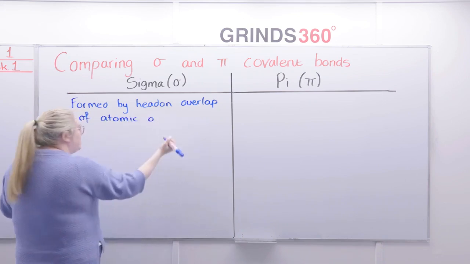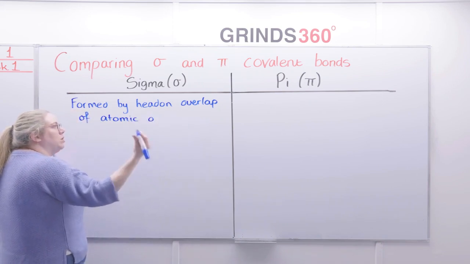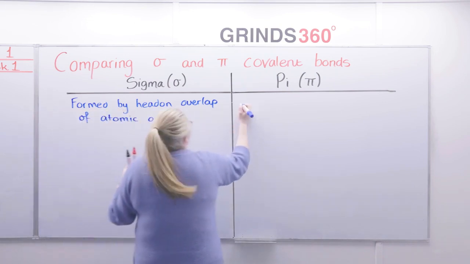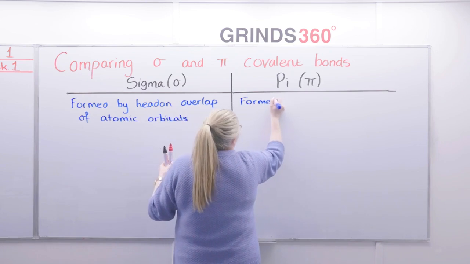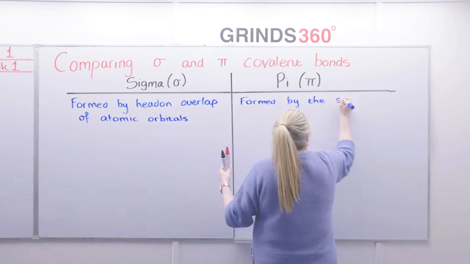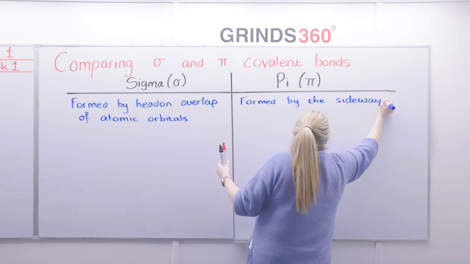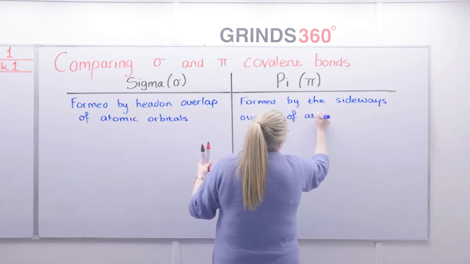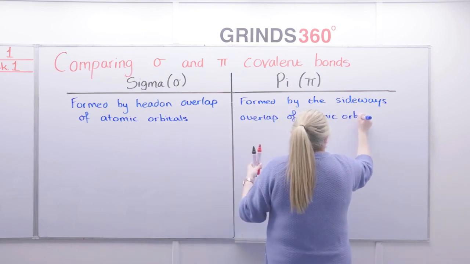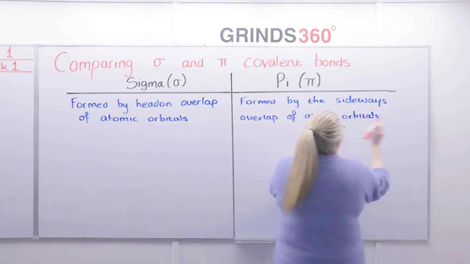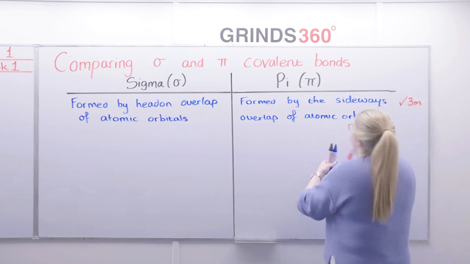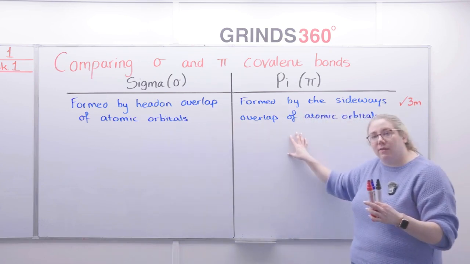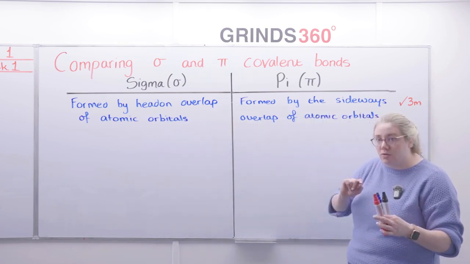Now, for an adequate comparison, you need to tell me how the pi bond overlap is different. So a pi bond is formed by the sideways overlap, or side-on is fine, of atomic orbitals. There's one difference. Right, for one difference between the 2, that's my first 3 marks in a comparison question. But you need information on both of them. So in your table, you have to have information under sigma and you have to have information under pi. And if one of them is missing, you're going to drop 3 marks.